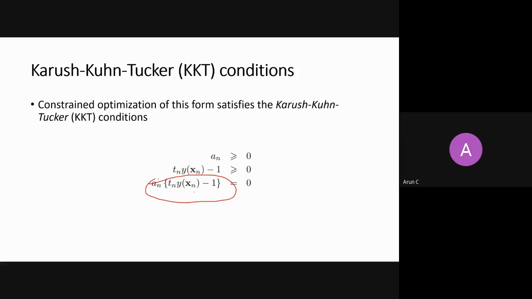And what it says is that for active constraints, the nearest points, which are also known as support vectors, my Lagrange multiplier is non-zero for those support vectors. For the rest of the points, it is 0. This is what it says.